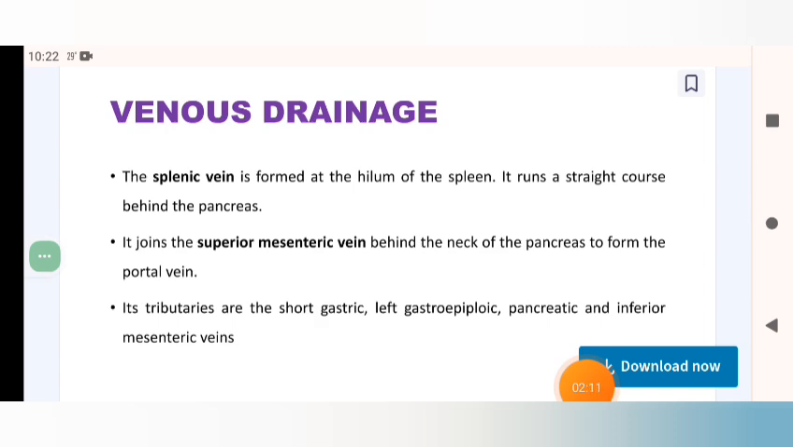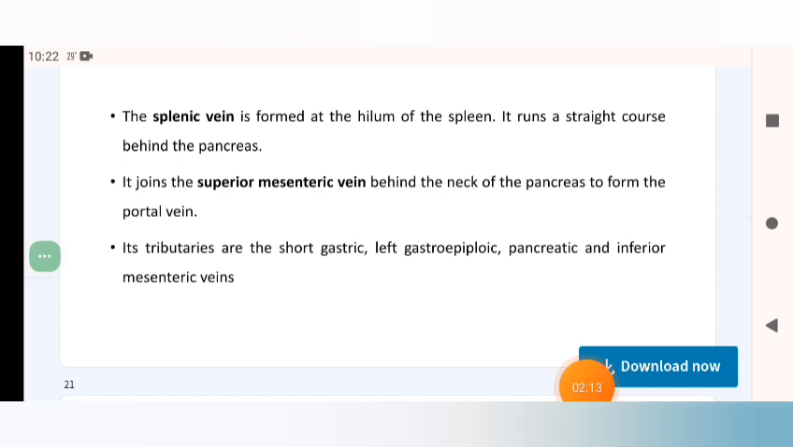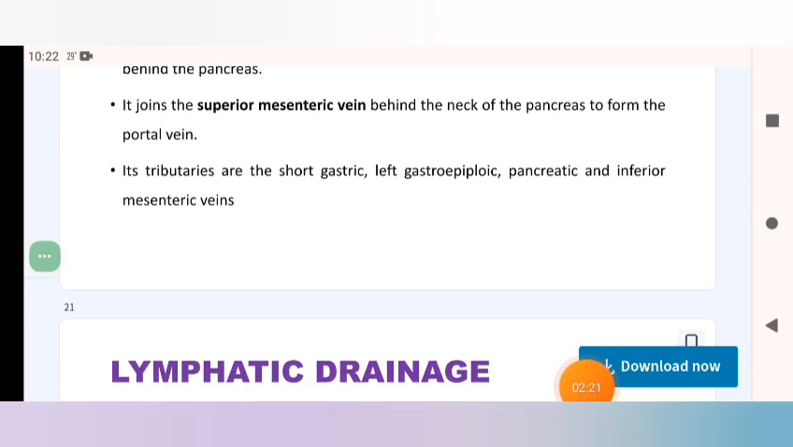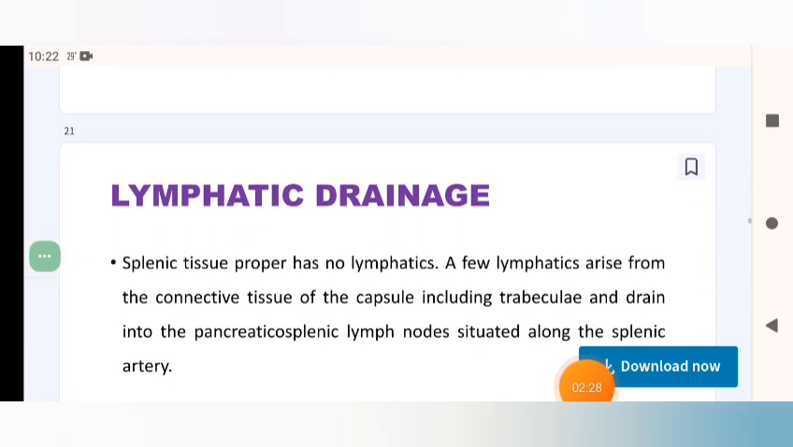It runs a straight course behind the pancreas. It joins the superior mesenteric vein behind the neck of the pancreas to form the portal vein. Its tributaries are the short gastric, left gastroepiploic, pancreatic, and inferior mesenteric veins.